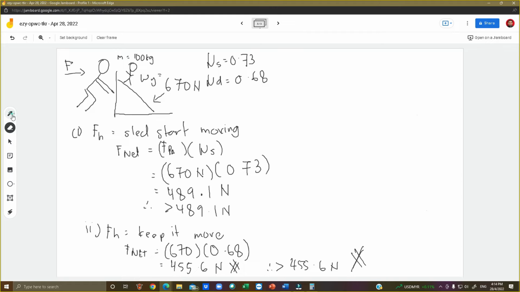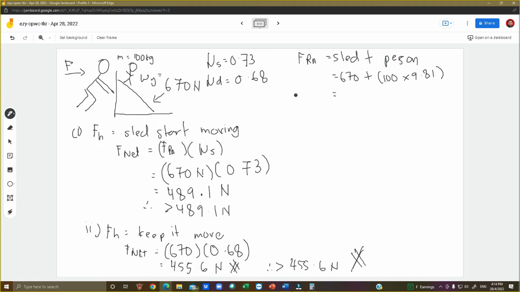Okay, so the first task is to find out the new normal reaction force. The new normal is sled plus person. Sled we have 670, person we have 100 kg. That is mass. To make it weight, we need to times it with 9.81.